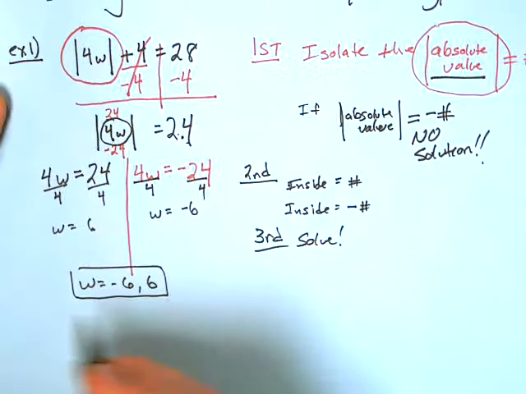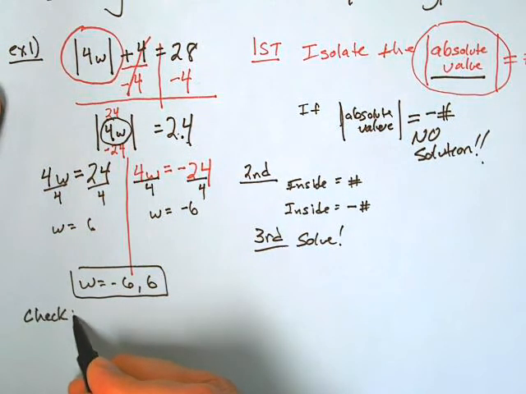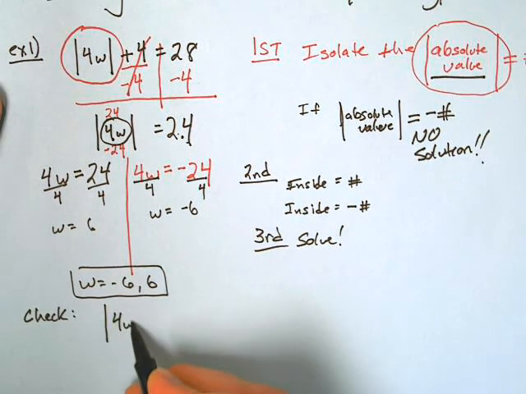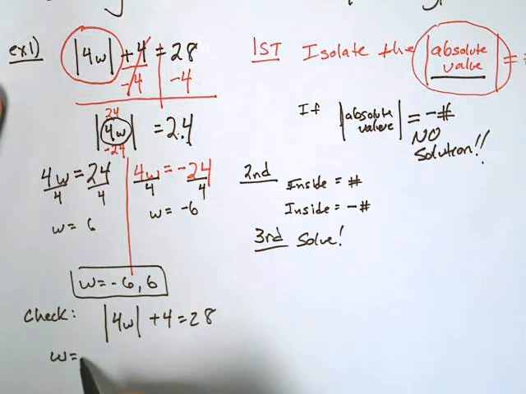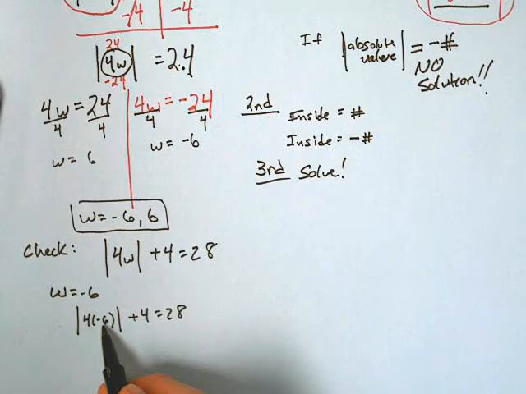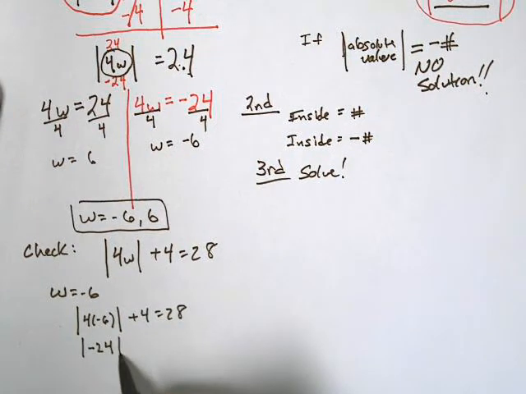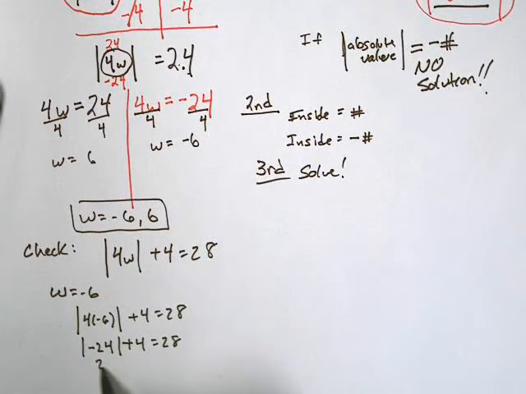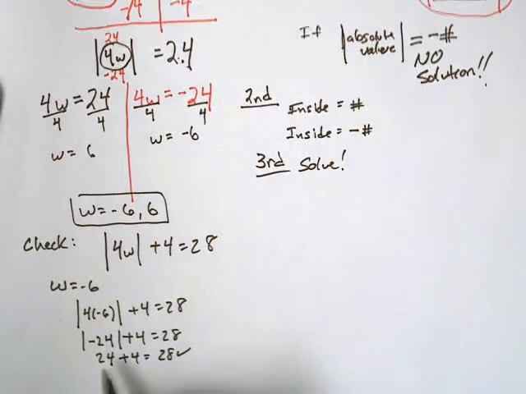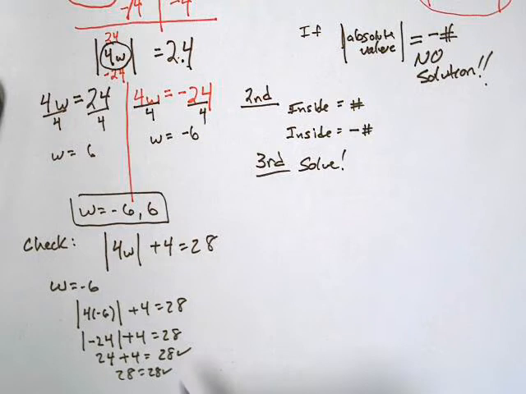Just to show you that that's absolutely correct, here's how I would check. Remember the original was the absolute value of 4w plus 4 equals 28. If I were to check w equals negative 6, by plugging in the negative 6, I'd get the absolute value of 4 times negative 6 plus 4 equal to 28? Well, 4 times negative 6 is negative 24 in the absolute value, plus 4 should be equal to 28. The absolute value of negative 24 is 24, right? It's positive 24, and if I were to add 4 to that, that is 28. I'd get 28 equals 28, which means it's true.